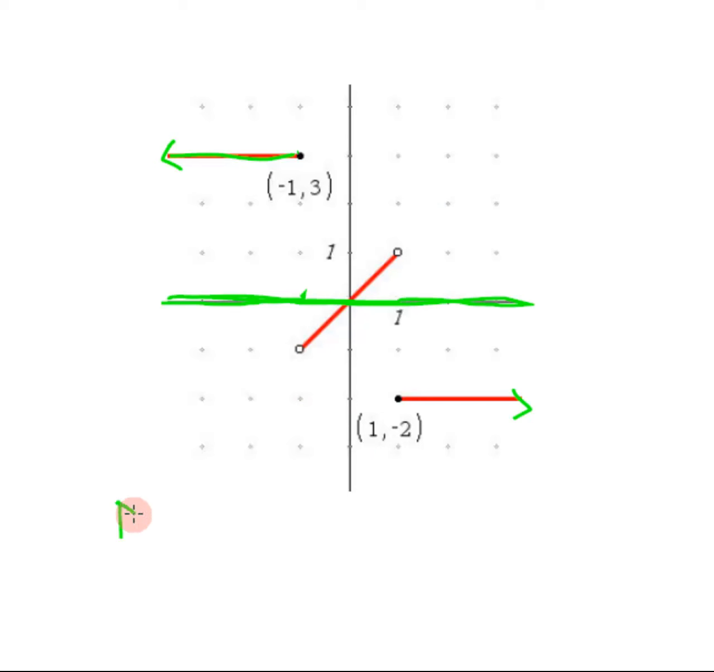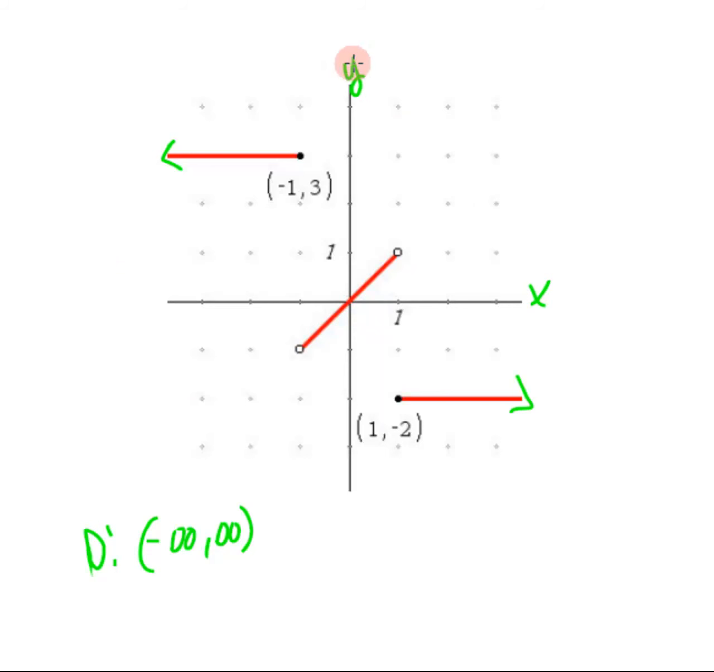But the domain, okay, the domain is negative infinity to infinity. Every x produces something on this red line, right? Has a y associated with it. Now the y's are up and down. Now let's look at what's produced. You've got to think of what y values are produced. What y value is produced for this? Just 3, right? Just 3. That's it.